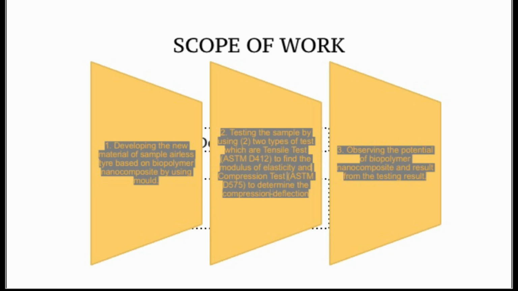Scope of work. First is develop the new material of sample airless tyre based on biopolymer nanocomposite by using mold. Second is testing the sample by using two types of tests, which are tensile test, ASTM D412 to find the modulus of elasticity, and second test is compression test, ASTM D575 to determine the compression deflection. Third is observing the potential of biopolymer nanocomposite and result from the testing result.